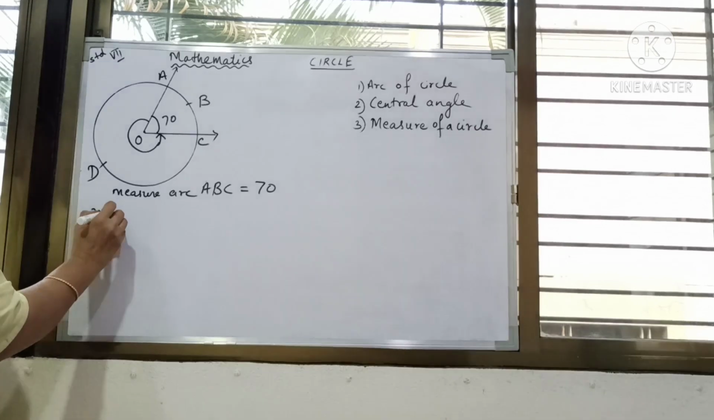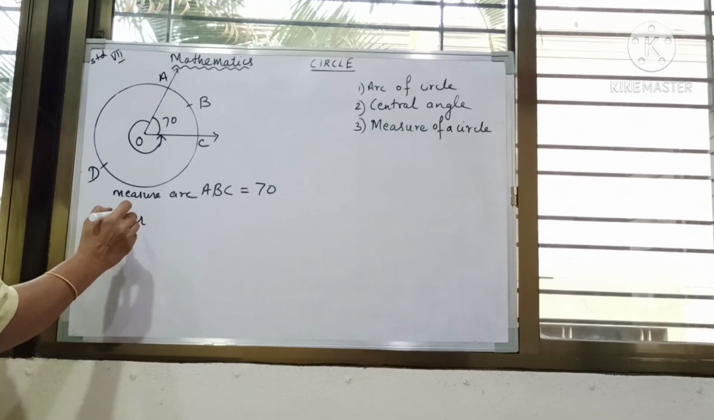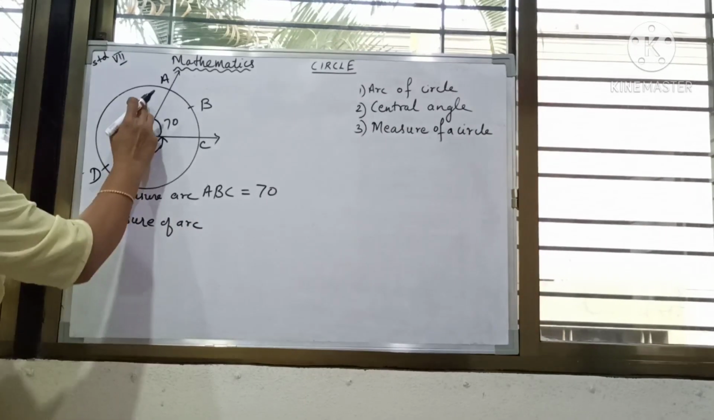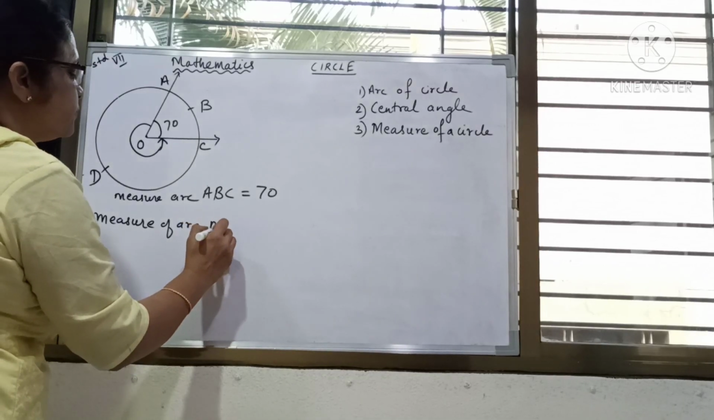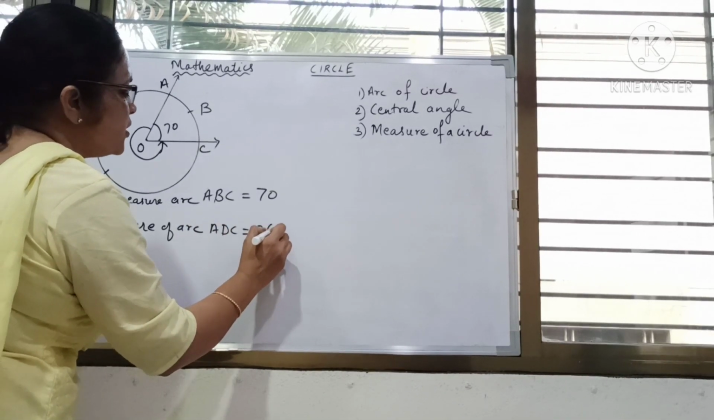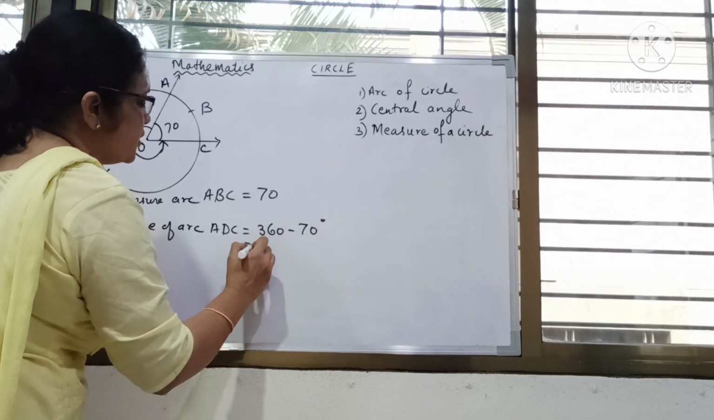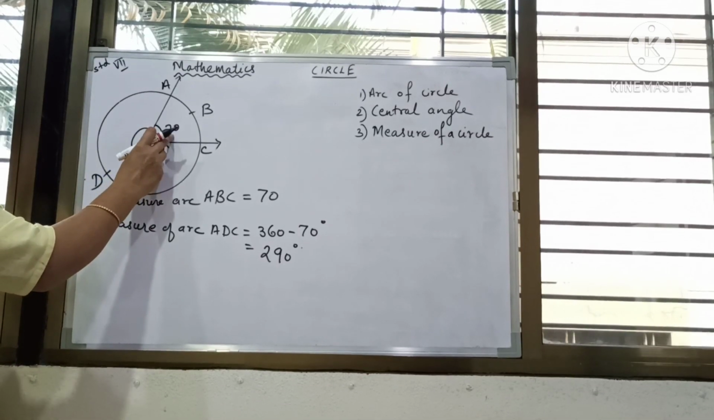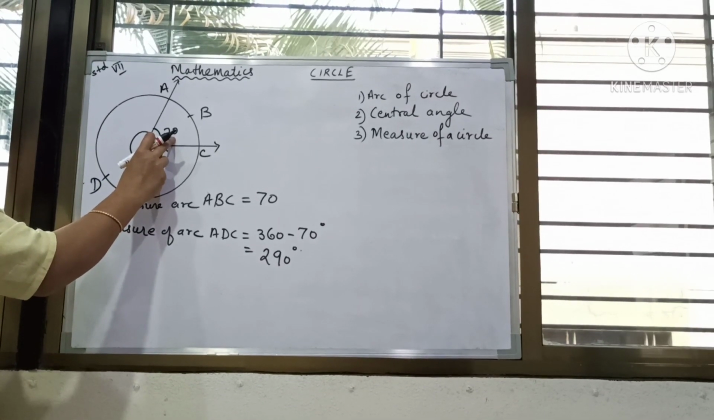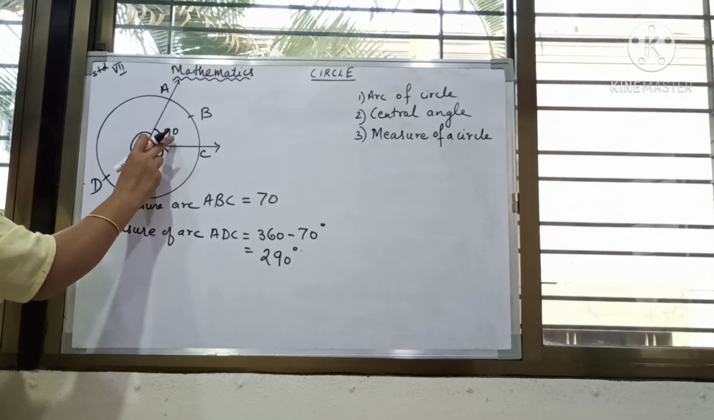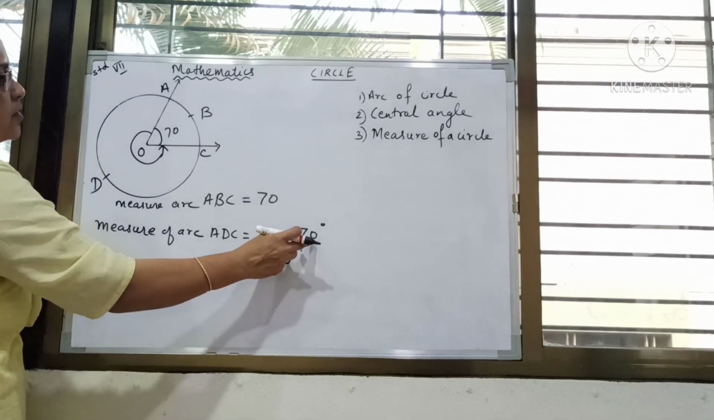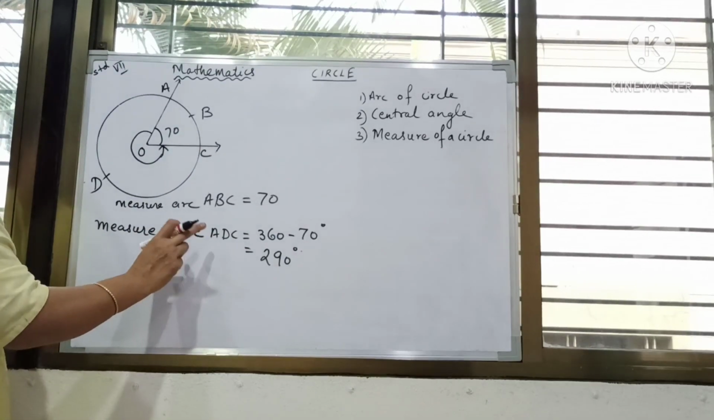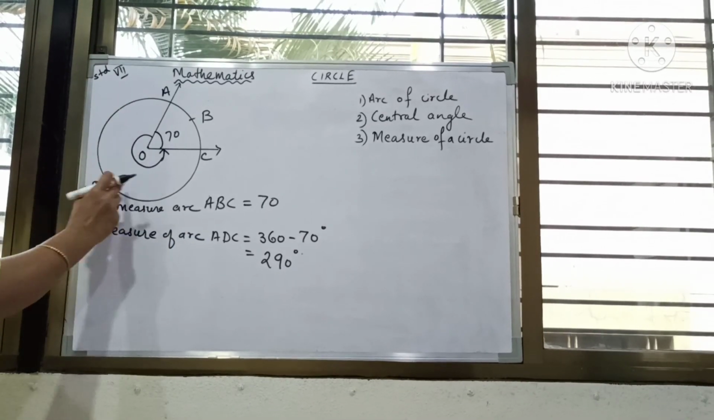So you know that the central angle is 360 degrees. So measure of arc ADC will be 360 minus 70 degrees, that is 290 degrees. So you have to subtract the central angle, this minor arc, from 360 degrees. So 360 minus the minor arc will give you the measure of the major arc, that is arc ADC.